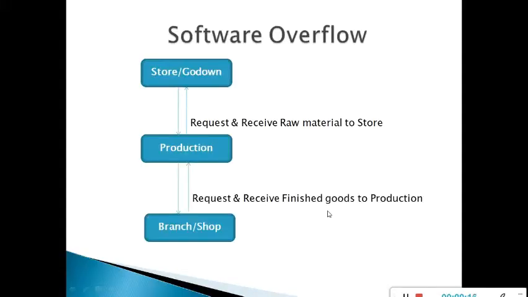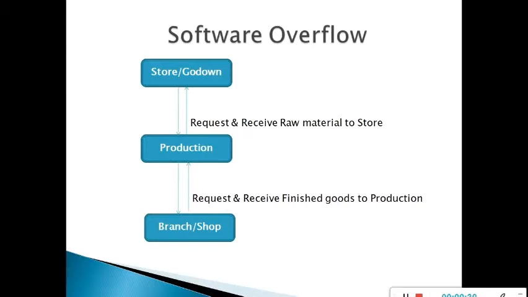So this software comprises three modules. First is the store or godown. Second is the production. Third is the branch or shop. In the store, all the raw materials will be purchased and kept as stock.